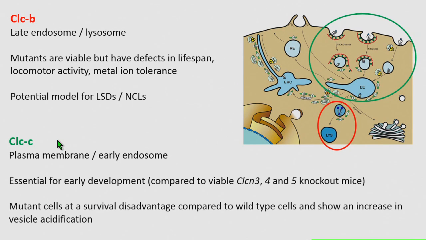With CLC-c, we see it localised at the plasma membrane and at the early endosome, and instead of a decrease in organelle acidification, we actually see an increase in organelle acidification, and this gene is clearly required for cell viability. So what we think might be happening here is that a failure of acidification of the early endosome actually blocks the recycling pathway back up to the plasma membrane, and that may be the cause of this, maybe increase in the size of the lysosomes as a response.